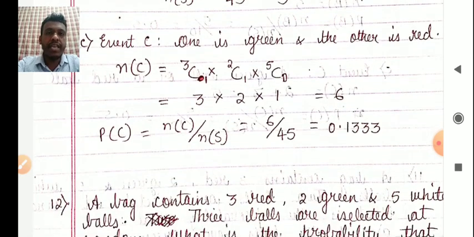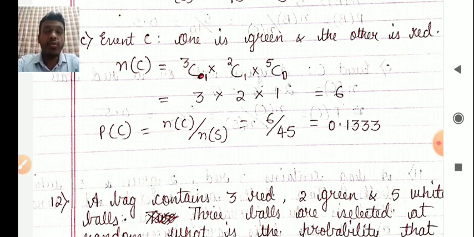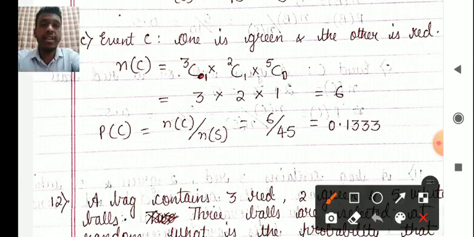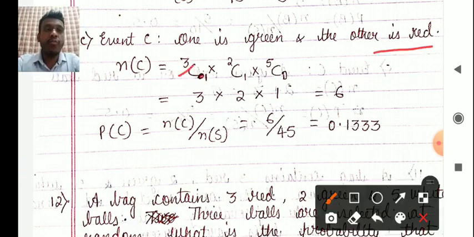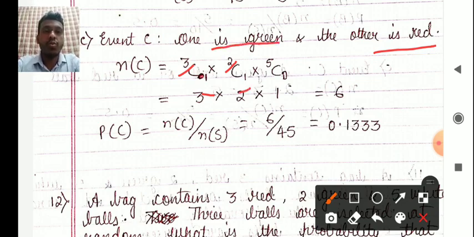Event C: one is green and the other is red. How do you find this? So n of C is equal to, how many total red balls do we have in this case? 3 red balls we have and 1 is red. So this is 3C1. 2 green balls we have, out of that 1 we are selecting, so 2C1. And 5 white balls we have, we are selecting nothing, because already 2 we have selected.